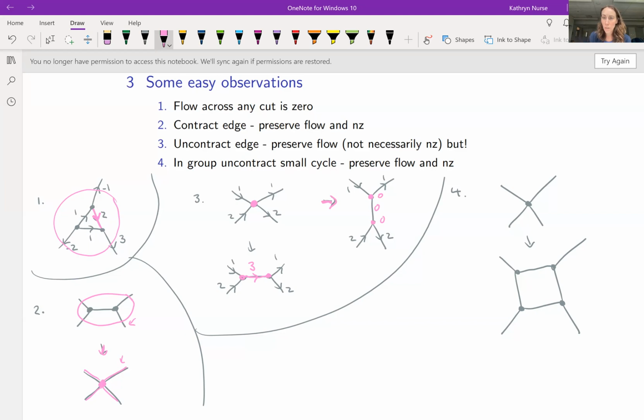So when you uncontract edges, you always can preserve the flow property. So you always can uncontract all you want. You just may screw up and get nowhere 0, or not get nowhere 0. You might have to write 0 down sometimes.